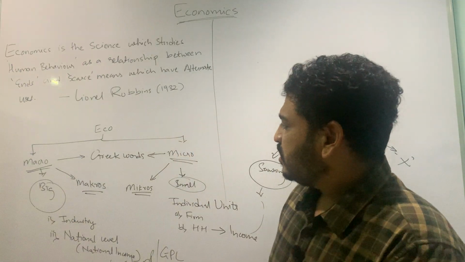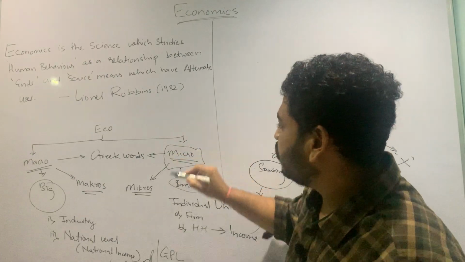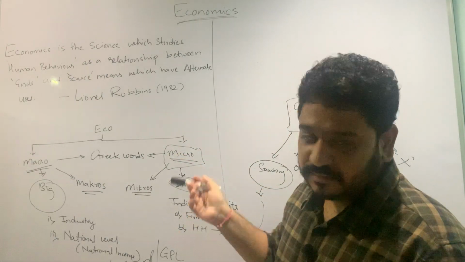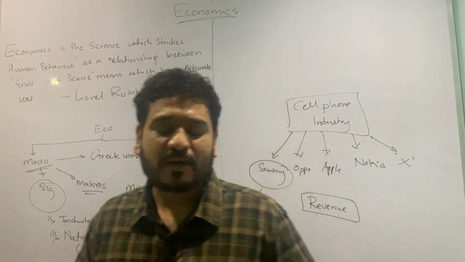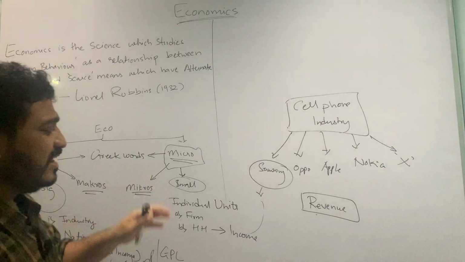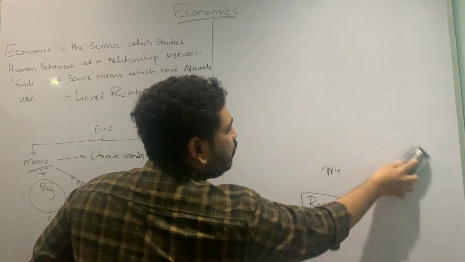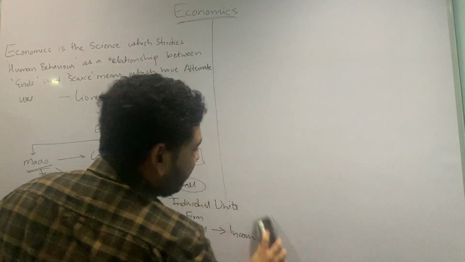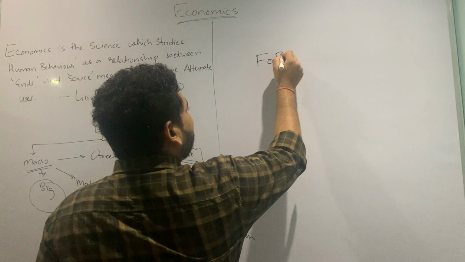In this lecture series, I'll be dealing more with microeconomics, and in the later lecture series I'll be doing more about macroeconomics. So I hope it is pretty much clear what macro and micro deal with. Now, given this, I want to introduce you to something called factors of production, which are very important. So let us look at factors of production.